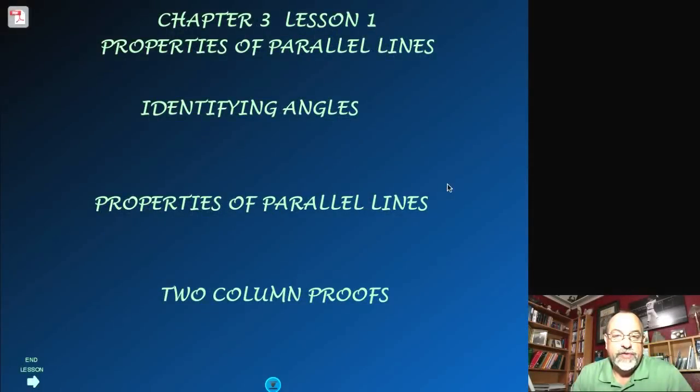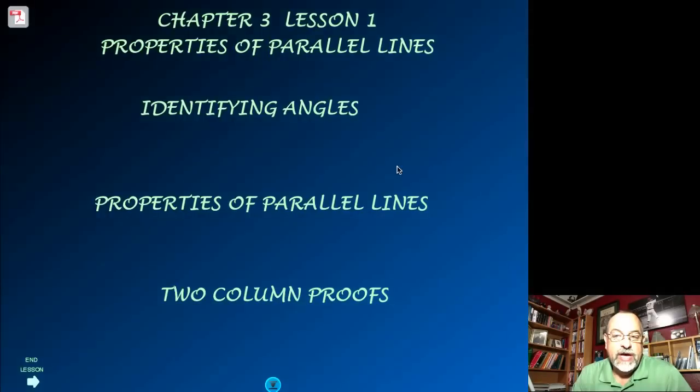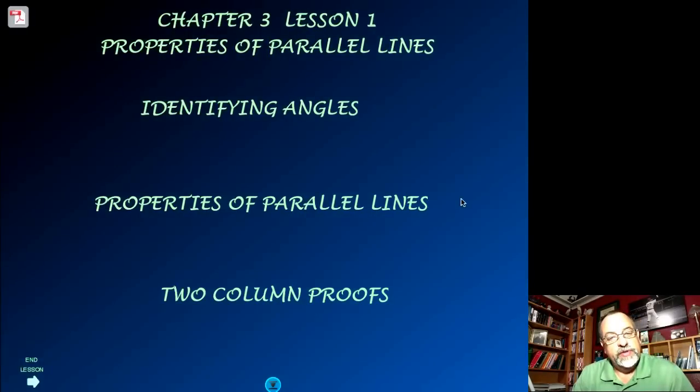Chapter 3, Lesson 1 of Geometry. We're going to look at properties now of parallel lines. We spent the first video looking at the types of angles, the pairs of angles that are created when you have two lines being intersected by a single line. We're now going to look at what happens if those two lines happen to be parallel.